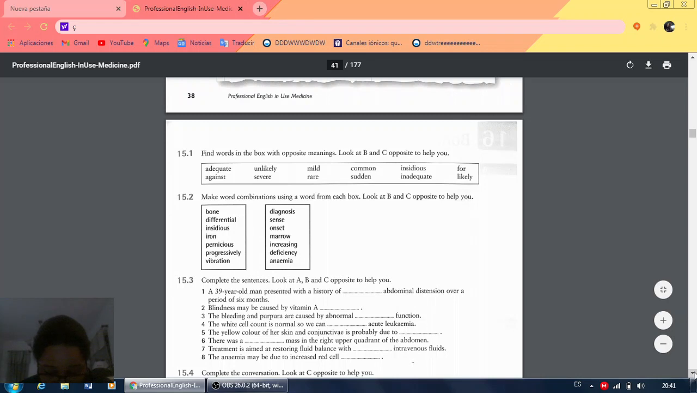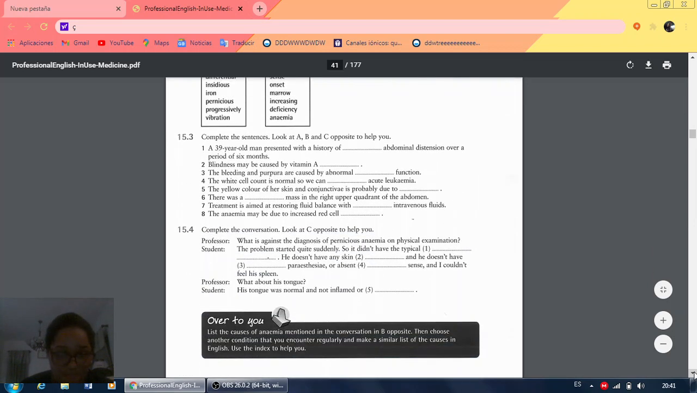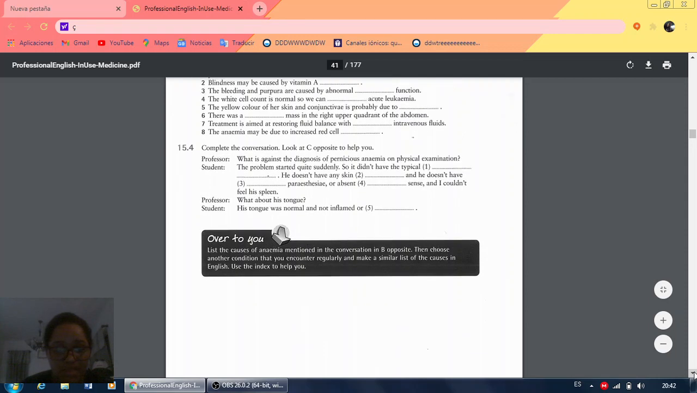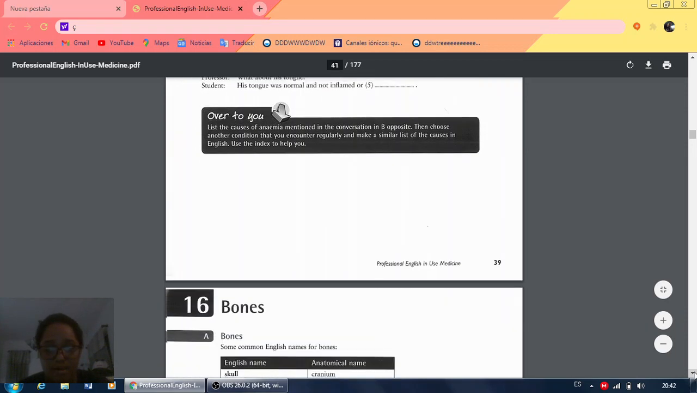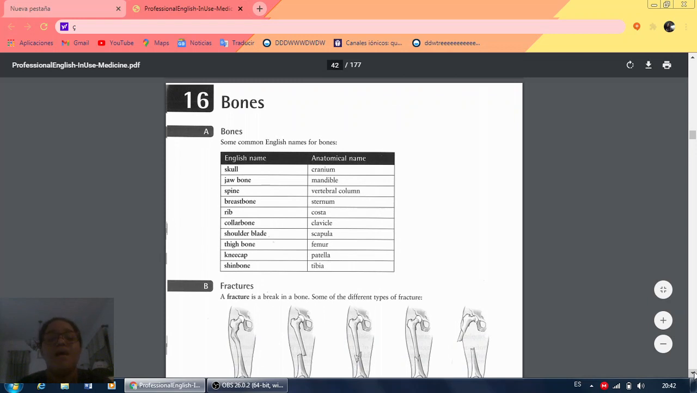The anemias might be in the box in the programs. Yes, complete. Very good. Very, very good. Now, some common English names for bones.